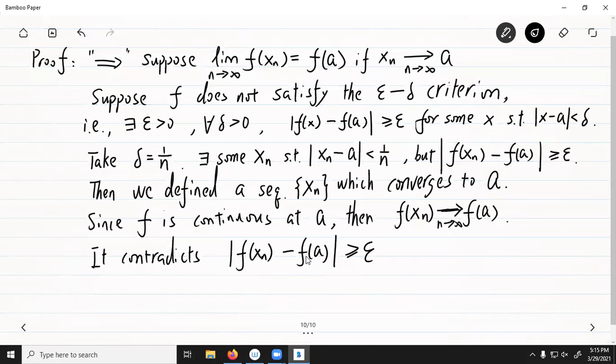So it means it will not converge to f of a. Converging to f of a means that when n is large enough, these two numbers would be very close to each other. But now they are separated by epsilon, so it does not converge. So this is the contradiction. We have that f of xn converges to f of a, but we constructed xn so that f of xn minus f of a is greater than or equal to epsilon, which means f of xn does not converge to f of a. This and this one are a contradiction.